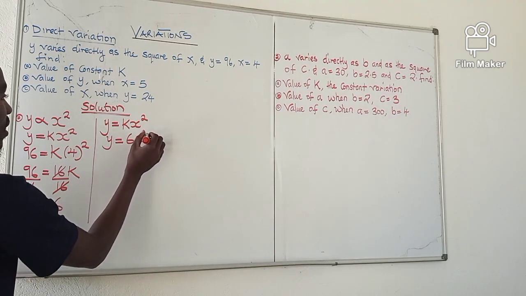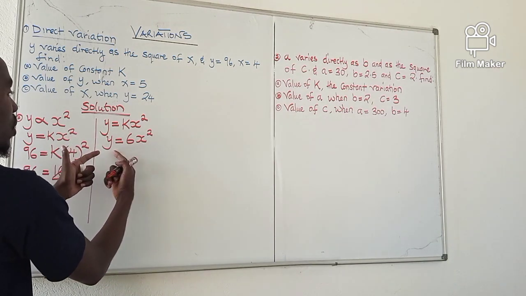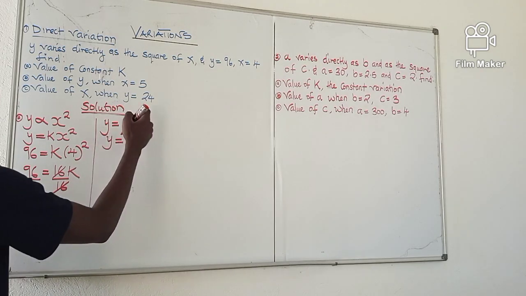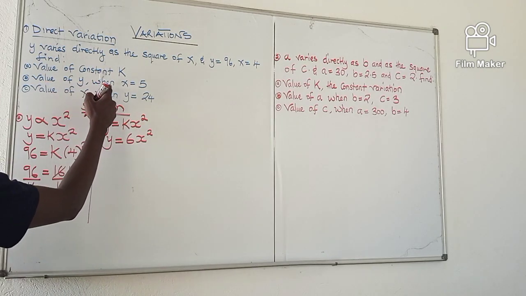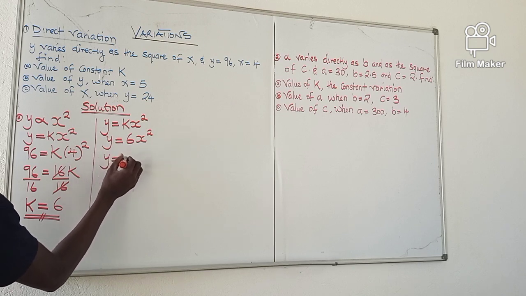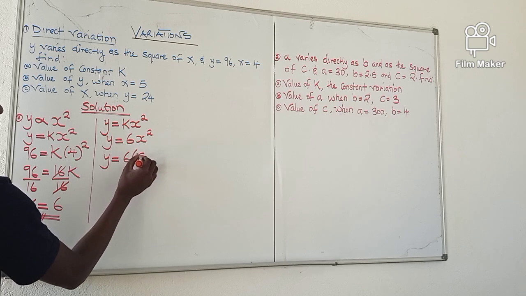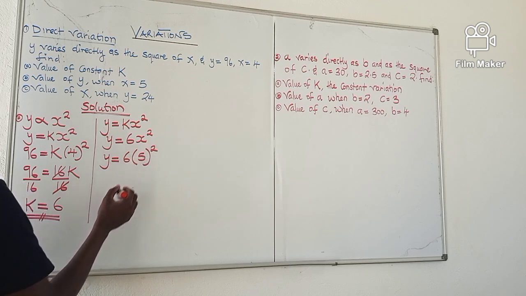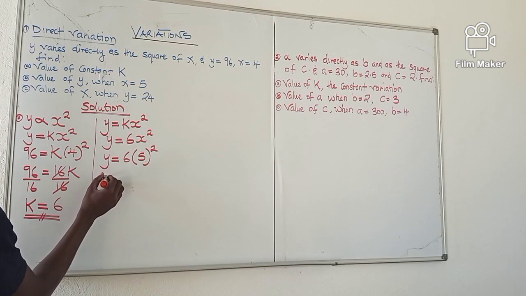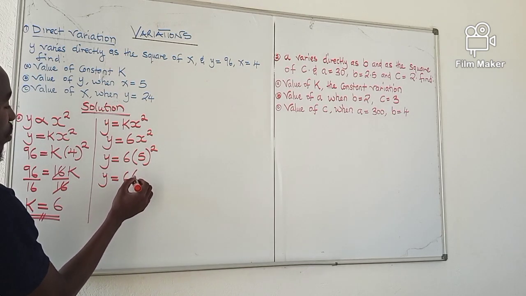And then x squared. Okay, so this is the formula that we're going to be using to find even the other question. Find the value of y when x is equal to 5. So we're going to say y is equal to 6, in brackets we put 5 squared, because they're saying x is equal to 5. So y will be equal to 6 in brackets there.